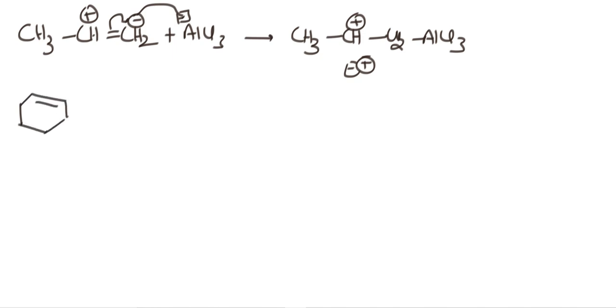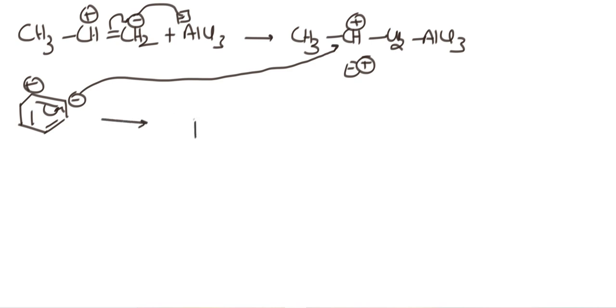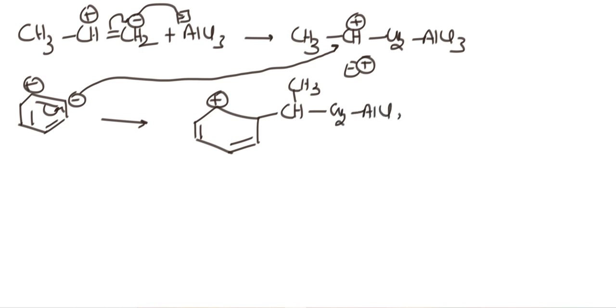This electrophile you can take to the free benzene ring. So you can take it like this. This is the negative part and this is the positive part. So the negative part attacks the electrophile, then you are going to get this positive charge. Here one bond, here one bond. Then this is CH, this is CH3, here CH2, AlCl3.